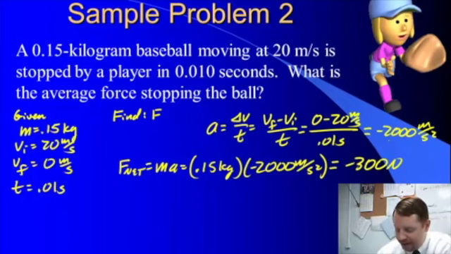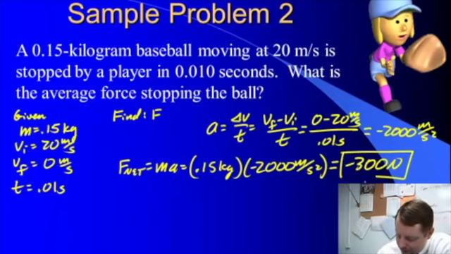And the negative signs in the acceleration and the force are really only saying that it's in the opposite direction of what we defined as positive initially. So the acceleration and the force are opposite the direction the baseball was initially moving. That makes sense because we're bringing it to rest. So our answer, 300 newtons.